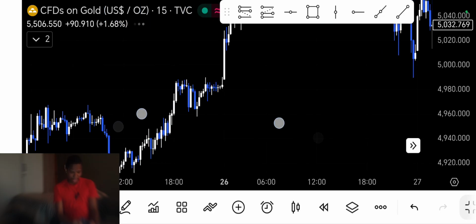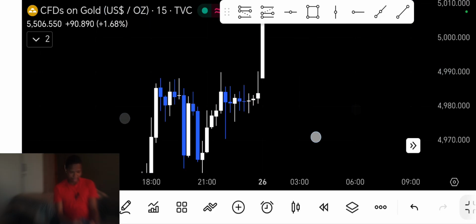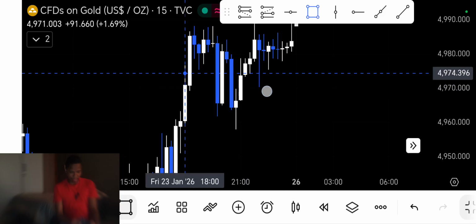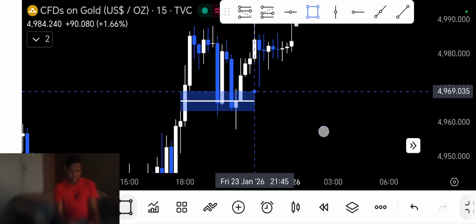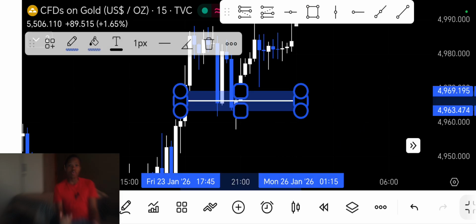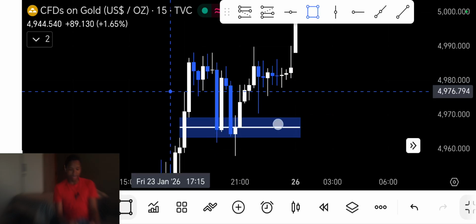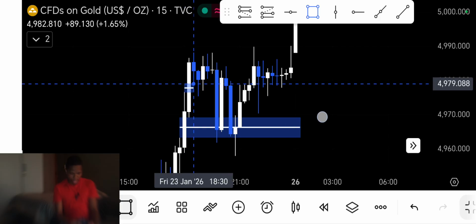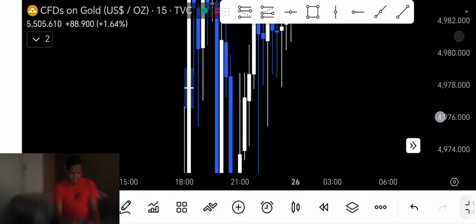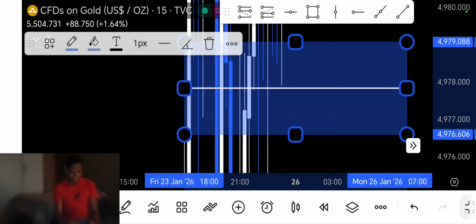Let's look for some more. I like this one here. As we see here, we had two, and sometimes we will have them stacked. But I'll also teach you guys how to spot a valid, higher probability fair value gap versus weaker probability fair value gaps. That is a thing as well.